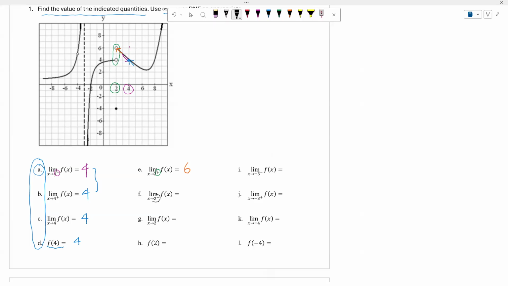x approaches 2 from the left. My output is equal to 4. So from the left and the right, they are not the same number. It's telling me that the limit does not exist. And of course, in this case, f of 2 is equal to -4 then.